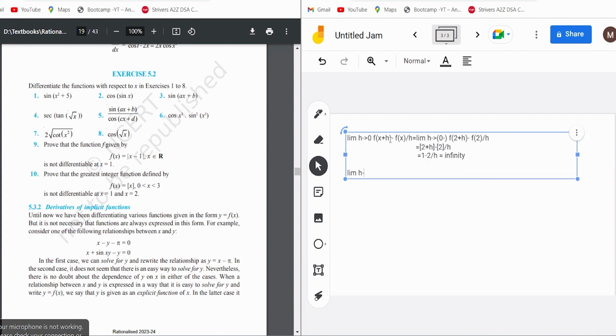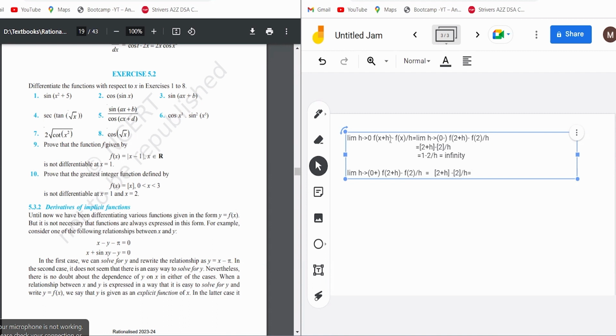Limit of h, like this you have to show for 0 plus also. We can't just do the half question. f of, instead of x, I am putting 2. f of 2 plus h minus f of 2 divided by h. Okay. So from here I can see that f of 2 plus h will be nothing but the greatest integer of 2 plus h minus 2 divided by h.